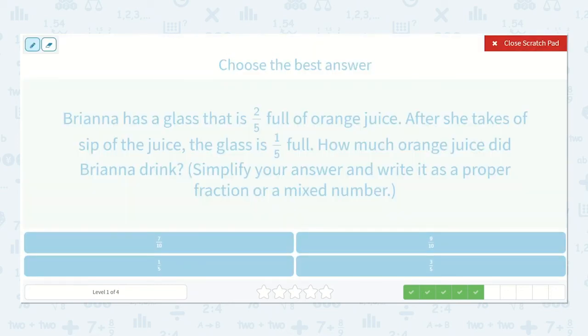Brianna has a glass that is 2/5 full of orange juice. After she takes a sip of the orange juice, the glass is 1/5 full. How much orange juice did Brianna drink? Simplify your answer and write it as a proper fraction or a mixed number. So we have 2/5 minus 1/5, which is equal to, well, 2 minus 1 is 1. So 1/5. Our answer is here.